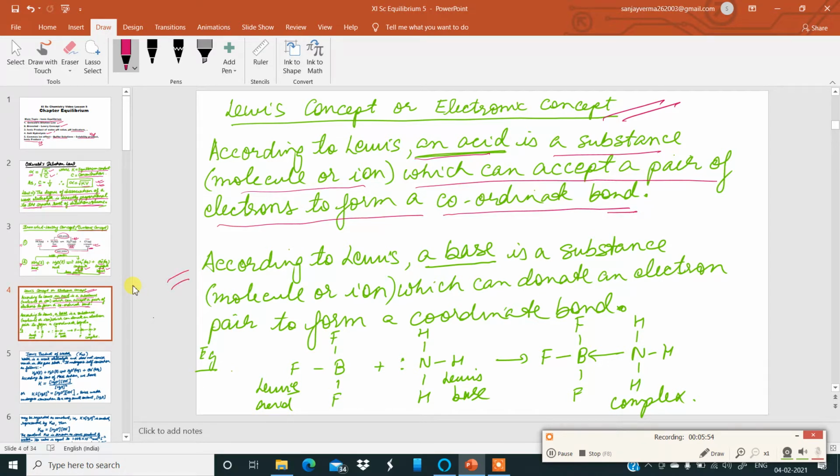At the same time, a base is a substance, molecule or an ion which can donate, give away, an electron pair to form a coordinate bond. One very good example is over here. Boron trifluoride, which is the Lewis acid, and ammonia, which is the Lewis base. Over here, the lone pair of electrons on the nitrogen atom of ammonia is used to form a coordinate bond. So it is forming a complex. This one good example is helping us understand the concept which is called the electronic concept with regard to Lewis.